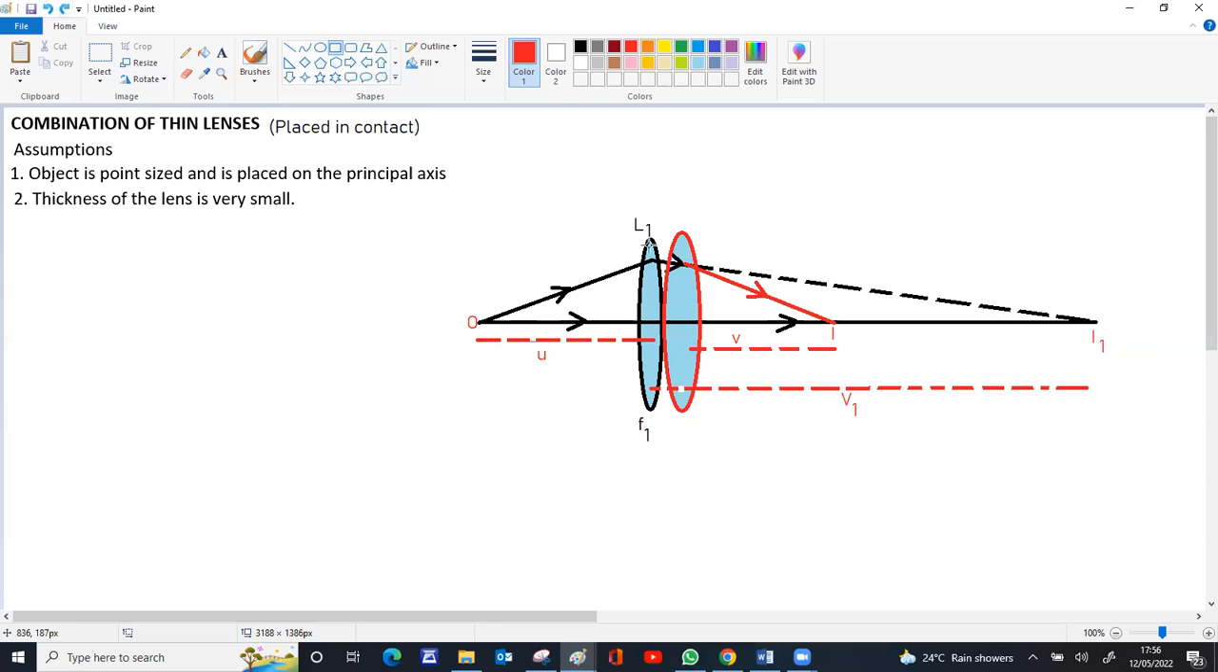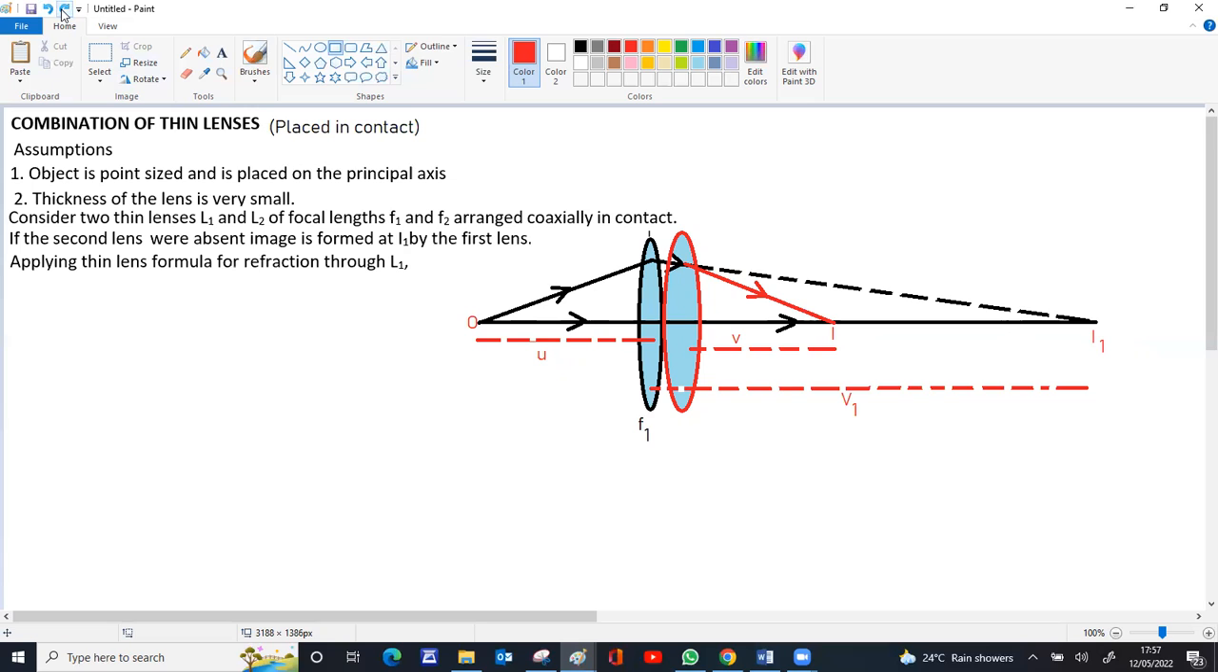Now the first lens forms image at I1 if the second lens were absent. So if you apply the lens formula for the first lens, 1 by v minus 1 by u equal to 1 by f, where f is f1. Object distance is u. For the first lens, the image distance is from the lens to I1, which is v1. So 1 by v minus 1 by u becomes 1 by v1 minus 1 by u equal to 1 by f1.